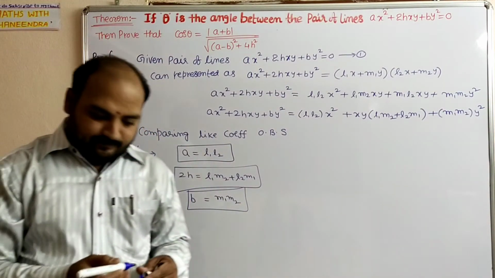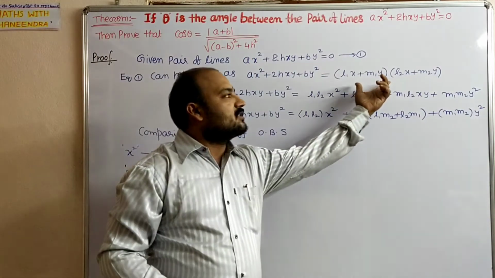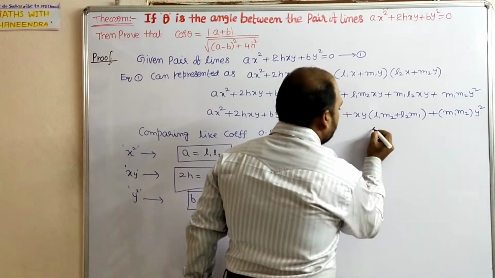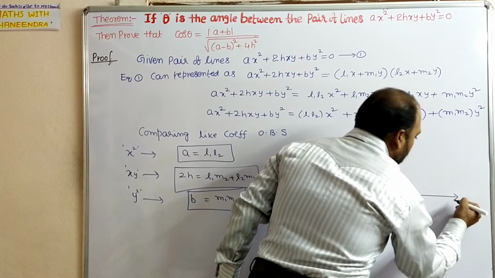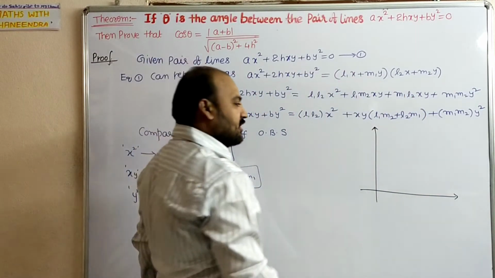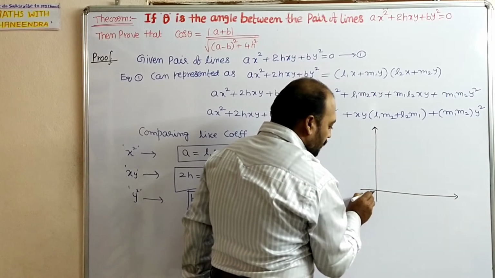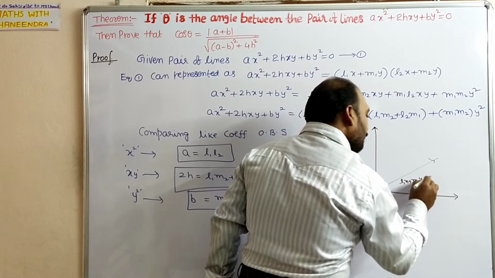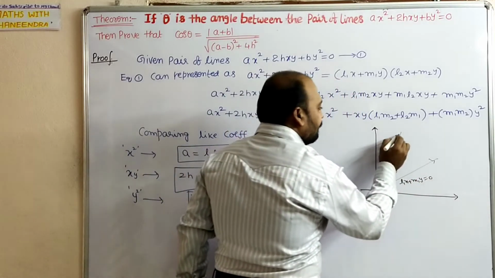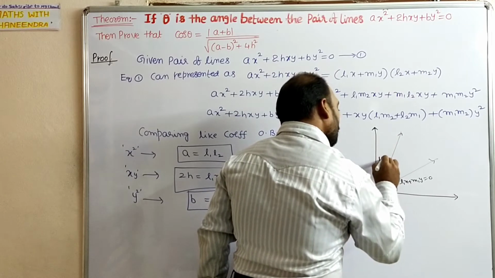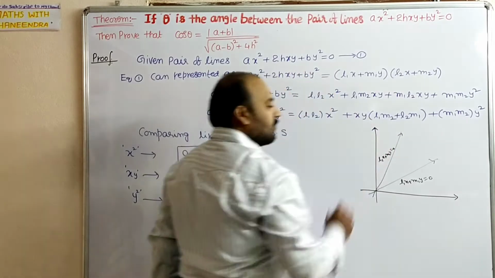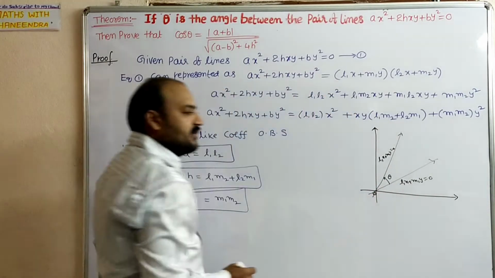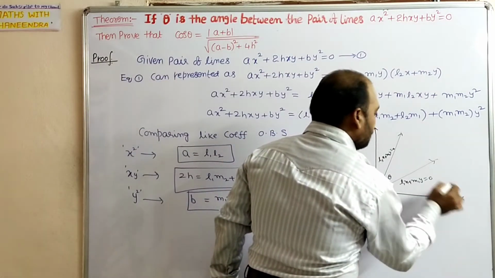Clear, does everyone understand now? So the pair of lines is represented as the combination of two lines, and the figure will become like this. By observing, these lines do not have any constants, so they pass through the origin. This is L1x plus M1y equal to 0, and another line L2x plus M2y equal to 0. So the angle between these two lines we are going to calculate now. Theta is the angle between these two lines. This is the x-axis, this is the y-axis.